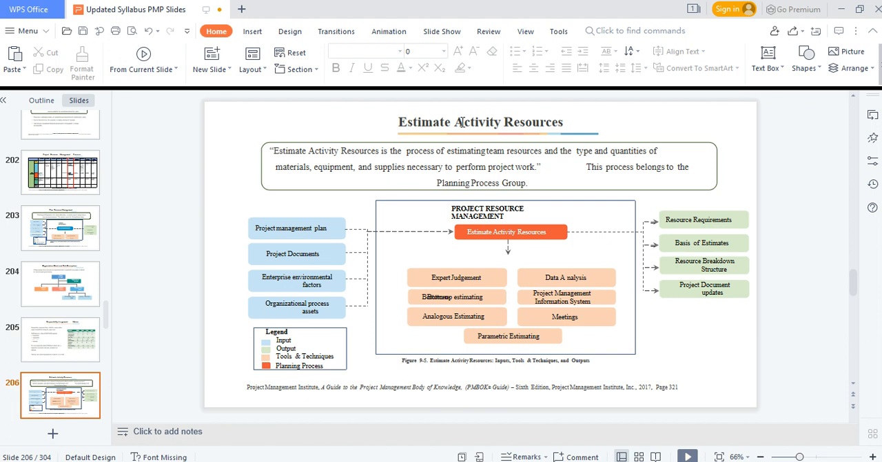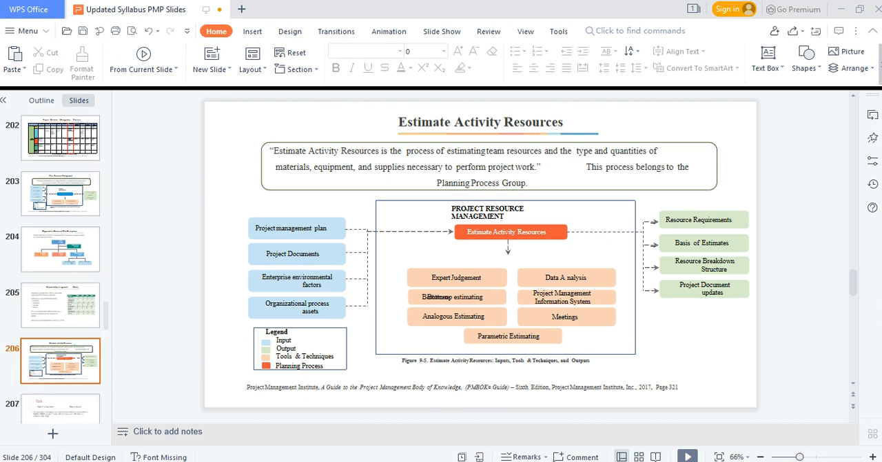Now, estimate activity resources. Estimate activity resources is the process of estimating team resources and the type and quantity of materials, equipment, and supplies necessary to perform project work. Very important. So all of the resources that we need, we need to understand the type. For instance, for human resources, if you need 10 persons, how many senior level persons do you need? The 10 persons is the quantity.